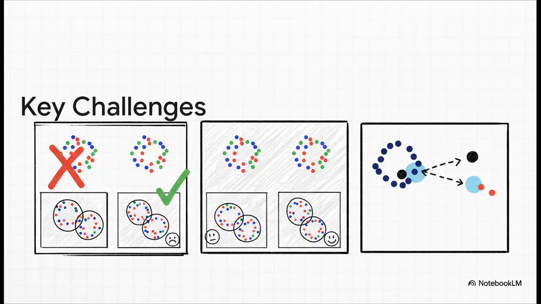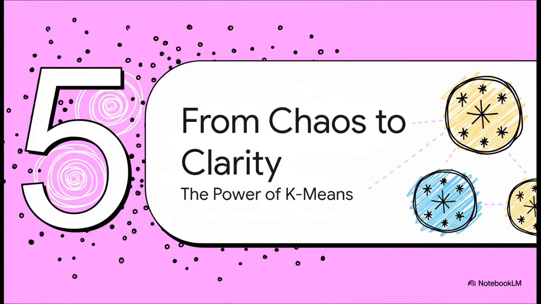And beyond the shape, there are a few other tricky parts. First, you, the human, have to tell the algorithm how many clusters to look for. That's the K. If you pick the wrong number, you're going to get garbage results. Also, because it starts with that random guess, sometimes it can get unlucky and find a decent solution, but not the best one. And finally, just a couple of extreme outliers can actually drag a whole centroid off course, messing up the entire group.